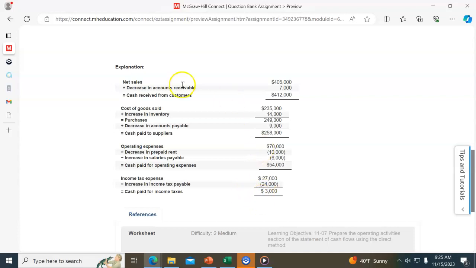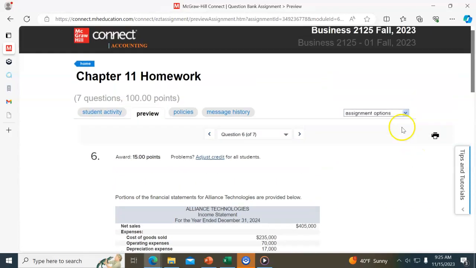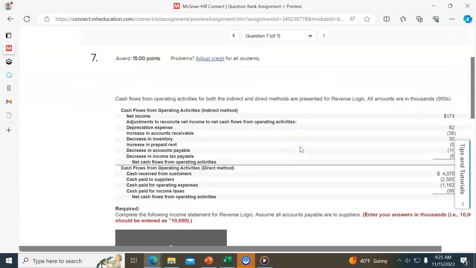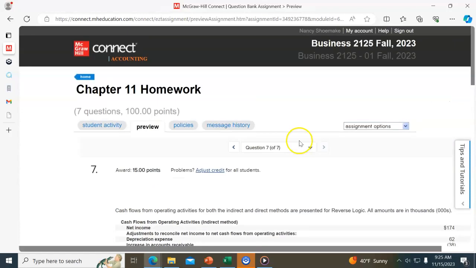To me, the hardest one is cash paid to suppliers. Okay? So just make sure you understand the formula. The cost of goods sold plus increase in inventory you add, or a decrease in inventory you subtract, gets you to purchases. And then you add the decrease in accounts payable, or you will subtract the increase in accounts payable, to get you to cash paid to suppliers. To me, that's the toughest. Okay? And then last, I'm going to let y'all do that one on your own.